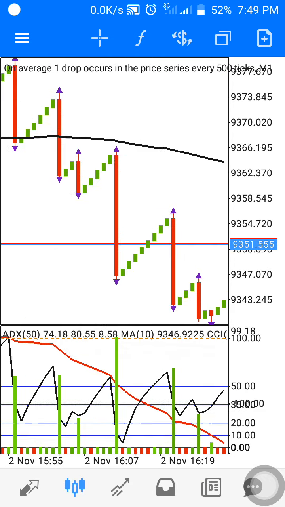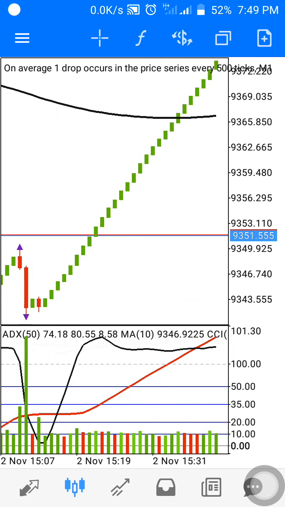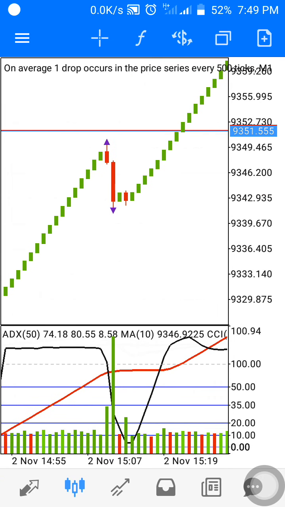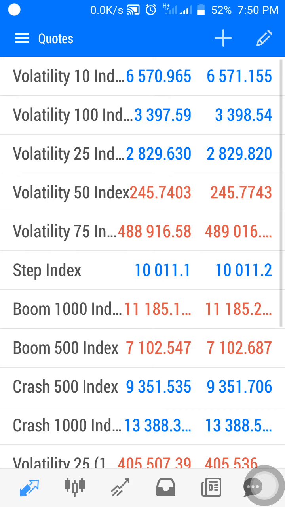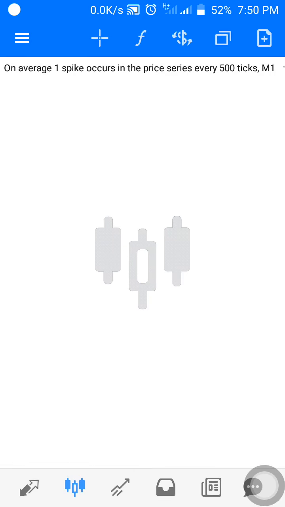All right, so now I'm using our setup right below. Let us check Boom 500 to see what's happening there. Boom 500, this is Boom 500.